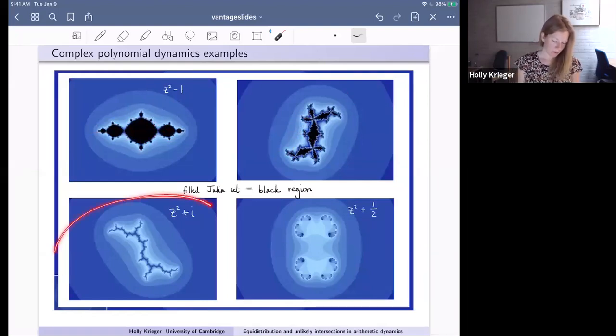Z squared plus I will come back to a couple of times, so I included it here. In this case, the filled Julia set is the same as the Julia set. There's no interior. And so this sort of lightning shape is the unstable locus. And we can also get disconnected things like this Cantor set when we take a map like Z squared plus 1/2, okay, where you can't see any of the black points, but it's sort of the accumulation of the blue shades.